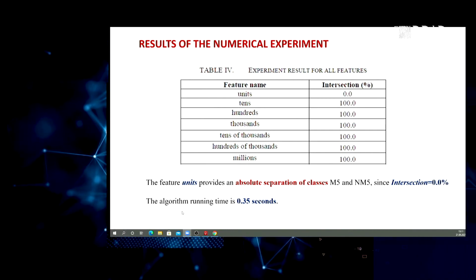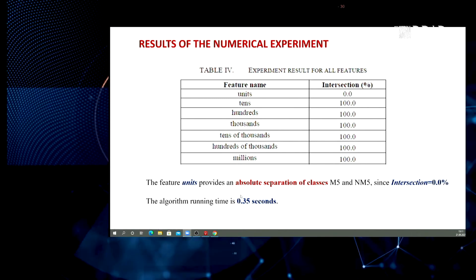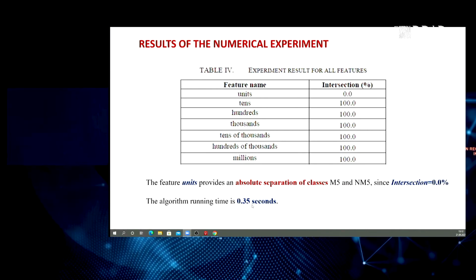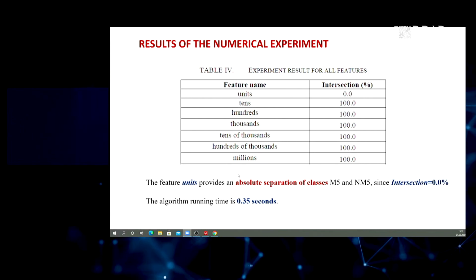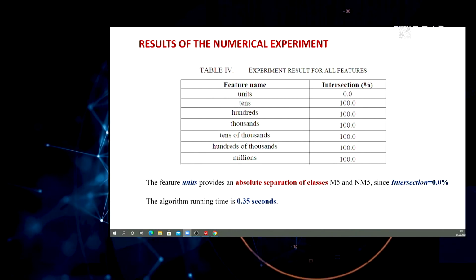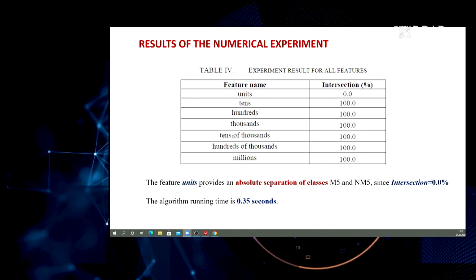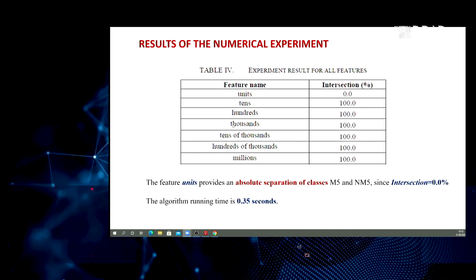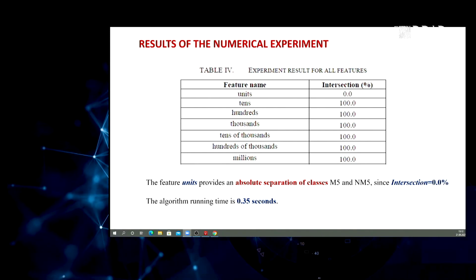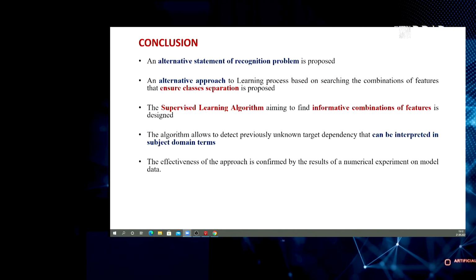It is also important to note that the algorithm running time is 0.35 seconds. That is faster compared with the same approach that was described for the learning process in machine learning. So these experiments allow us to conclude that an alternative approach based on searching the feature subspaces can be efficiently used for pattern recognition and object classification.